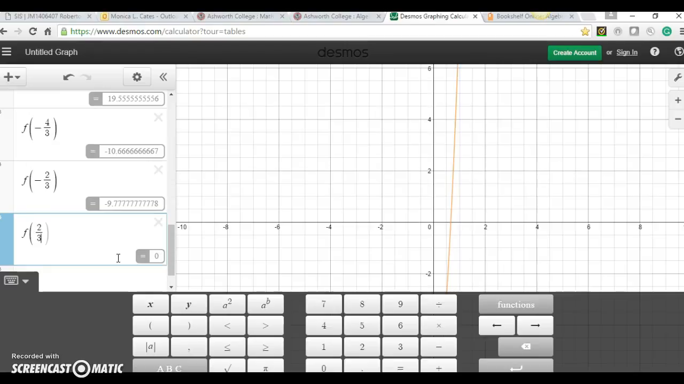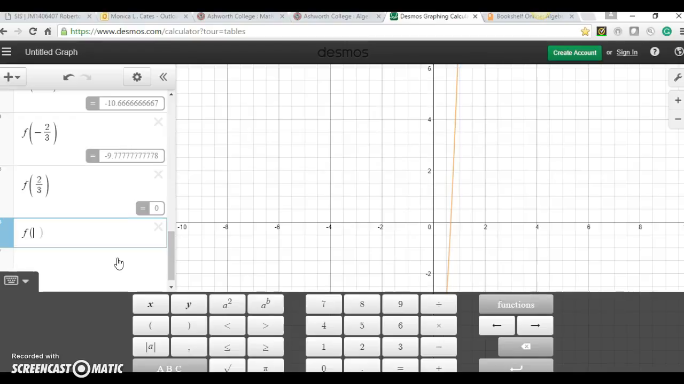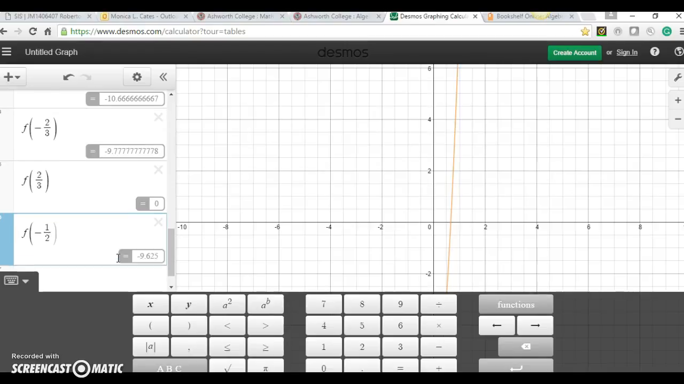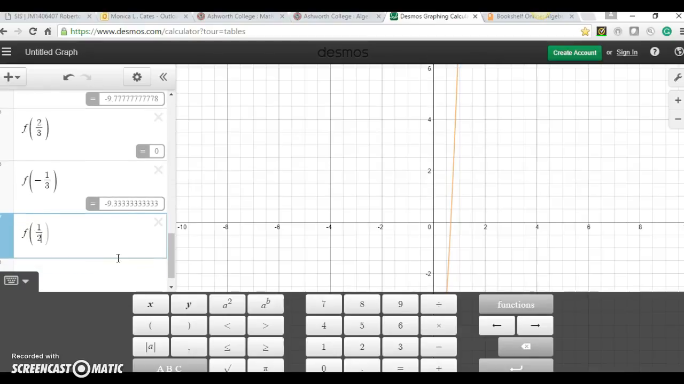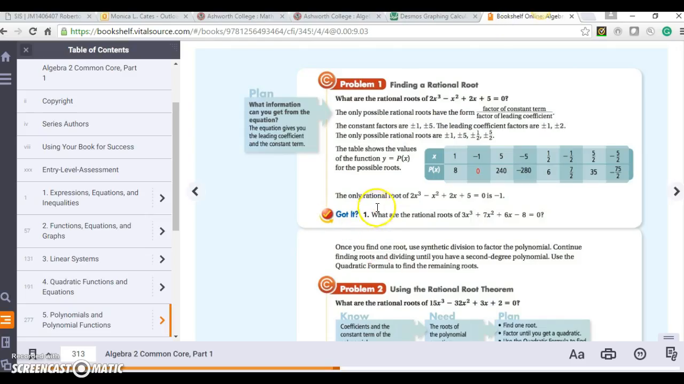Let's plug in +2 over 3. Oh, there's one, finally. So we found one. 2 over 3 equals 0. Yay. Let's plug in the last two. -1 over 3. That doesn't work. And f of 1 divided by 3 doesn't work. So the only one that works is 2 over 3. So the only rational root that we found for 3x cubed plus 7x squared plus 6x minus 8 is 2 over 3. I hope that this helps.